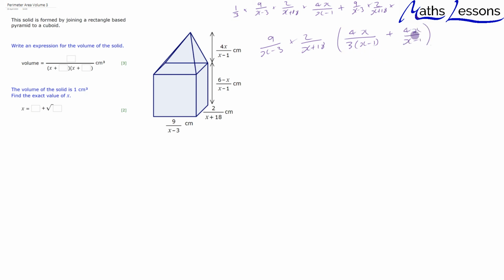And so we need to times top and bottom this by 3 so we can add those two together. So we get 9 over x minus 3 times 2 over x plus 18. And I'm just going to times top and bottom of that by 3, so I get 4x plus 12x over 3x minus 1 over 3x minus 1. And there's something not quite right here. I just made a mistake somewhere.